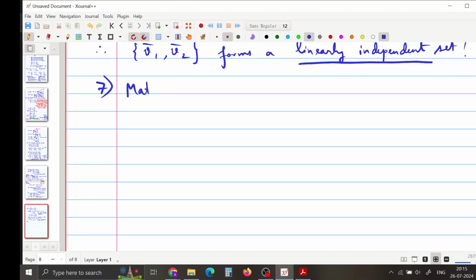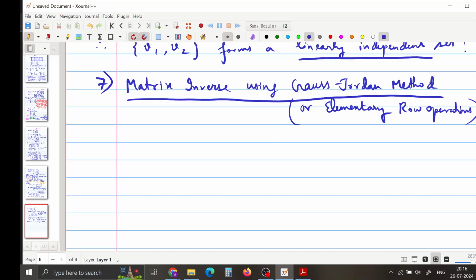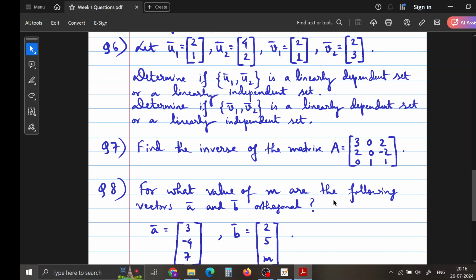So matrix inverse, I'm using the Gauss-Jordan method. Also, essentially we'll do elementary row operations. And again, sorry for my beautiful handwriting, so if it's not clear, let me know. So this is 3 0 2, 2 0 minus 2, and 0 1 1. I think this is the matrix given, is it? Yeah.